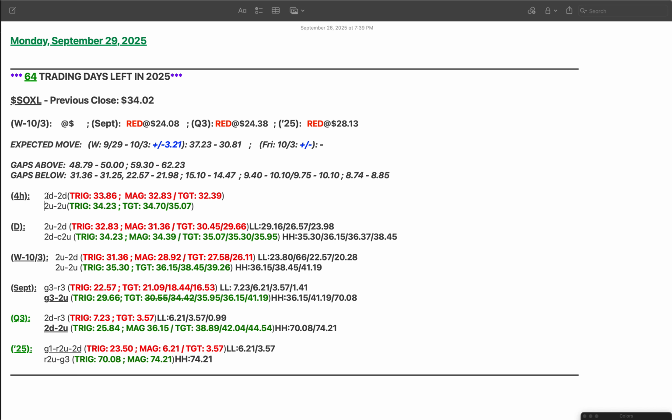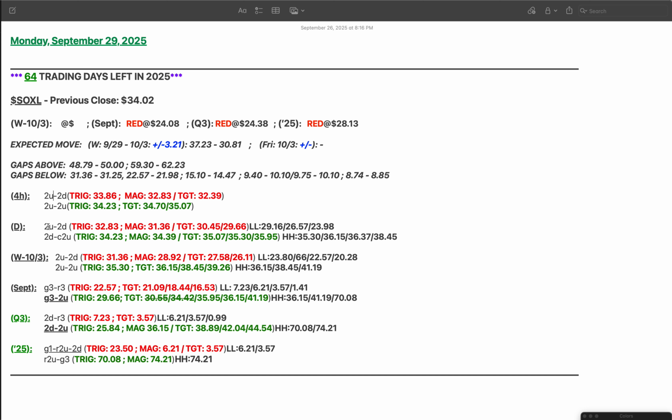From the 4-hour target perspective, like we talked about, it's a 2 up, 2 down, triggering at 33.86 with a magnitude of 32.83 and an extended target of 32.39. To the upside, it's a 2 up, 2 up continuation. So we've got the trigger of 34.23, and we've just got the extended targets of 34.70 and 35.07. Those then roll into your day triggers and targets, right?